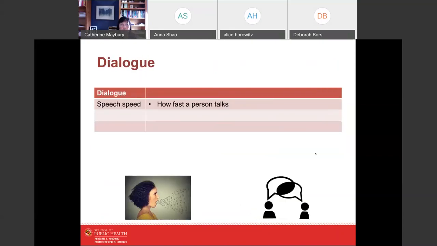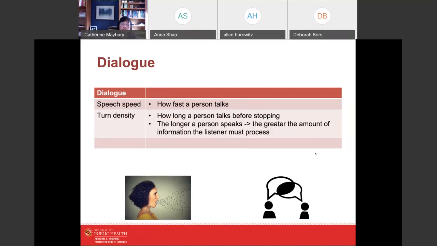So the fourth language element is dialogue, and we characterize it in three ways. The first is speech speed, which is how fast or slow a person talks. People comprehend less if you talk too fast or too slow. So the thought is you want to pay attention to your listeners and see their reaction to how you're speaking, and then adjust your speech accordingly.